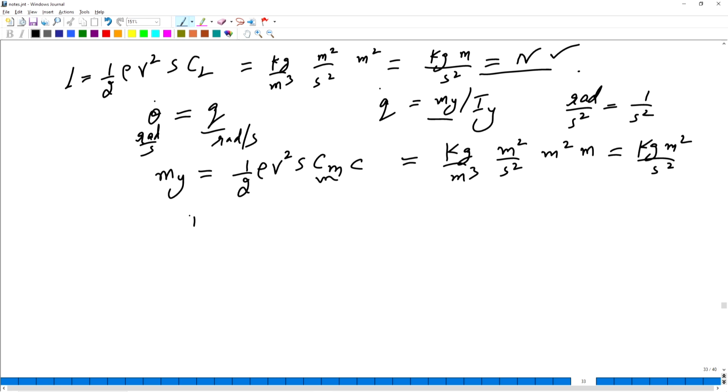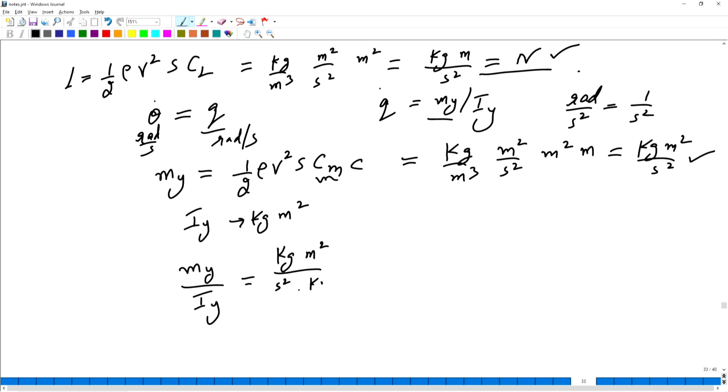What about moment of inertia? The unit of moment of inertia is kilogram meter square. So finally, we have My upon Iy. My we got kilogram meter square per second square, and Iy is kilogram meter square. This cancels, finally we have 1 upon second square. So we have 1 upon second square, and this Q dot is 1 upon second square.